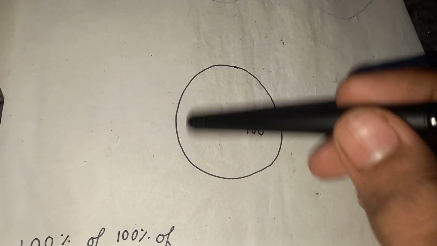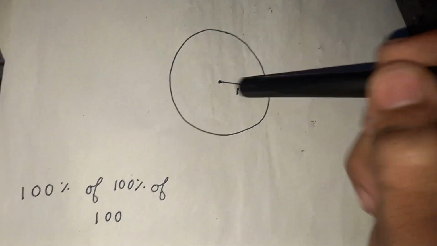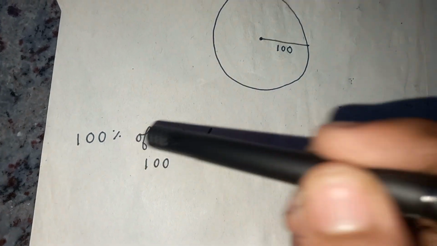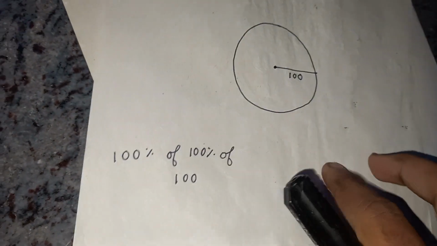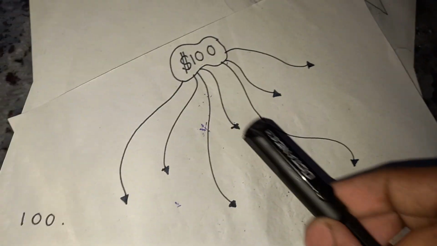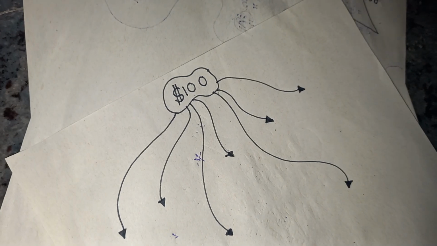I'm going to find out the circumference of a circle with radius 100 units. I'm going to find out the percentage problem, that is 100% of 100% of 100, and at last I'm going to tell how to make different combinations of bills to make a total of $100.